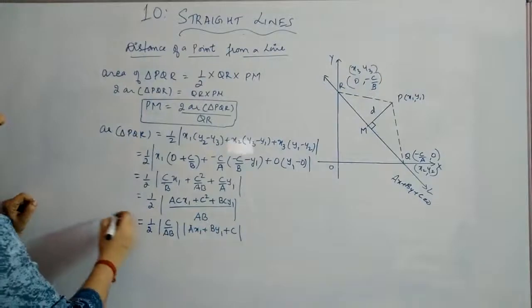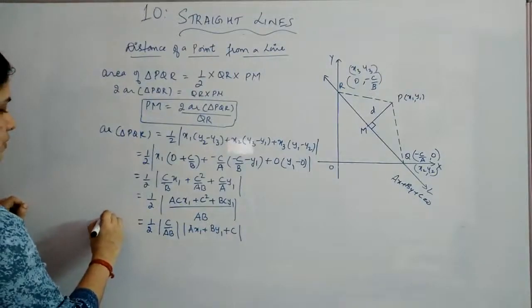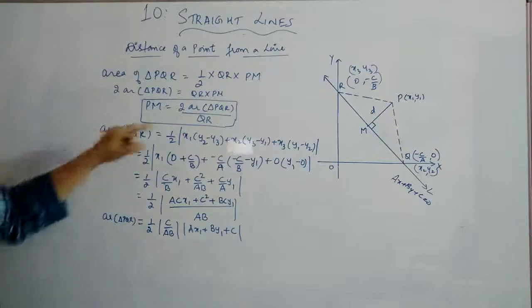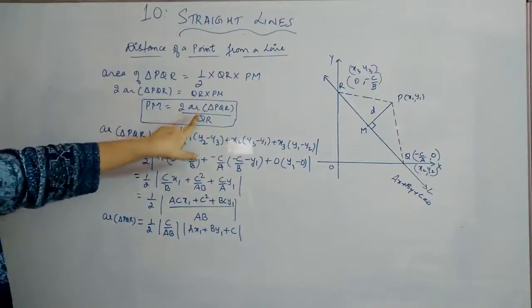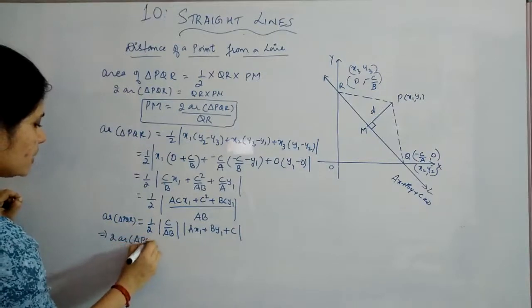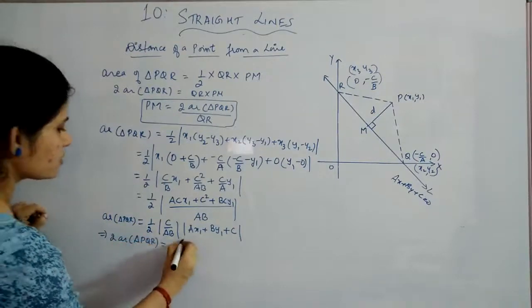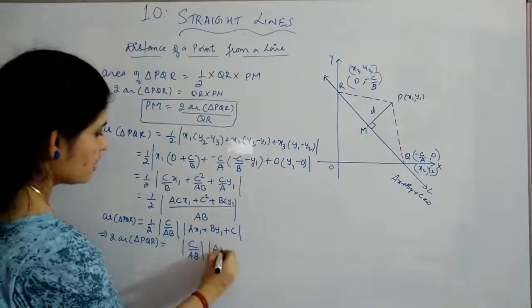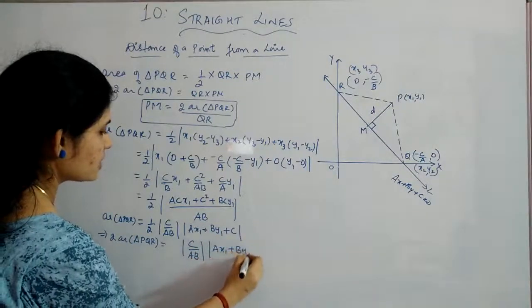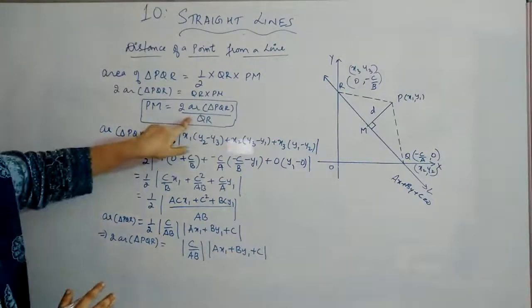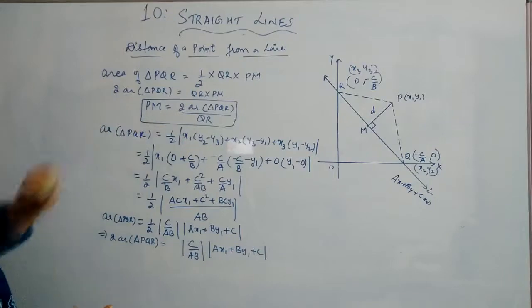Okay, so this is area. Now what will be 2 times of area? Why are we finding out 2 times of area? Here it is 2 times of area. So you are getting 2 times area of triangle PQR is equal to modulus of C by AB into modulus of AX1 plus BY1 plus C. Let this be there. Now we will find out what is QR and then replace in PM.